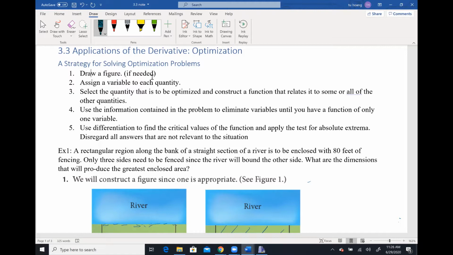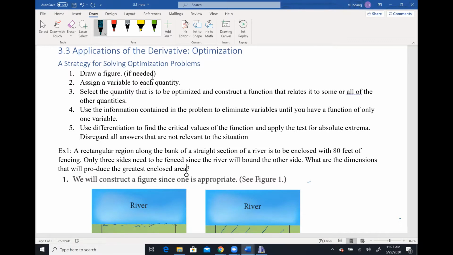The fourth step is you want to use the information contained in the problem to eliminate the variables until you have a function of only one variable. And the last one is you're going to use differentiation to find the critical values of the function and apply the test for absolute extrema. And you should disregard all the answers that are not relevant to the situation or that are not in the domain of the function. Okay, so let's do example 1 in here.